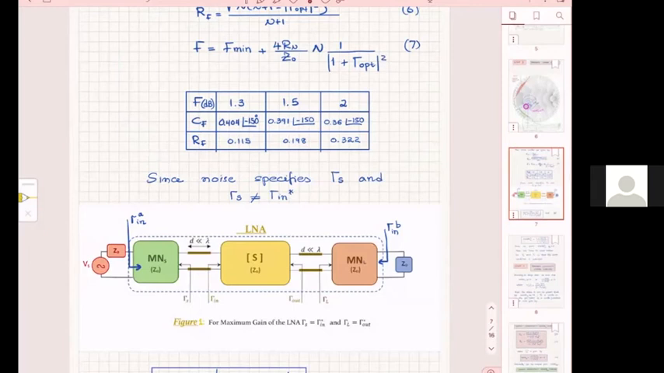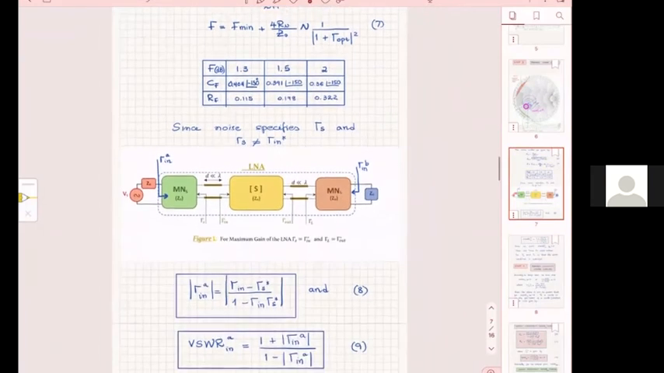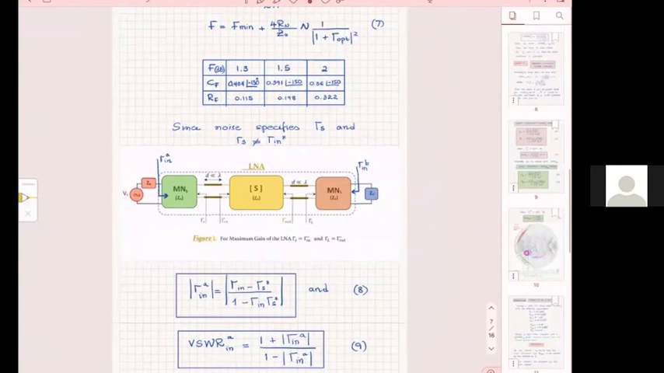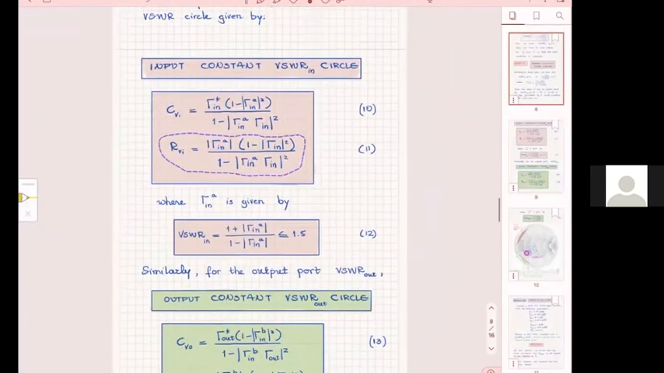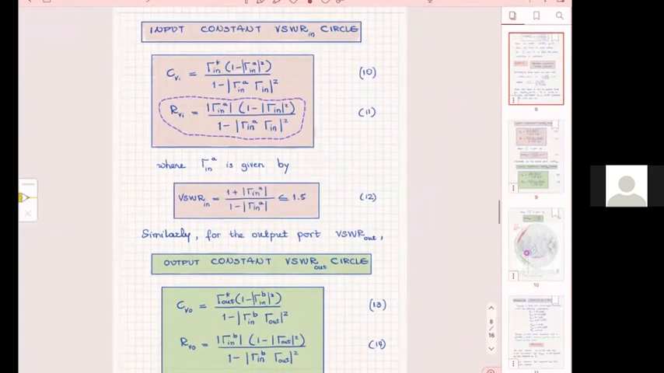So practically, if my gamma in changes, and I assume that gamma in is gamma S complex conjugate, in reality, yes, I have gamma S in there. So when I solve these equations for the circles, what I have as gamma in reality gives me a value for gamma S. And I will look only at these circles, only at the input constant VSWR circles.